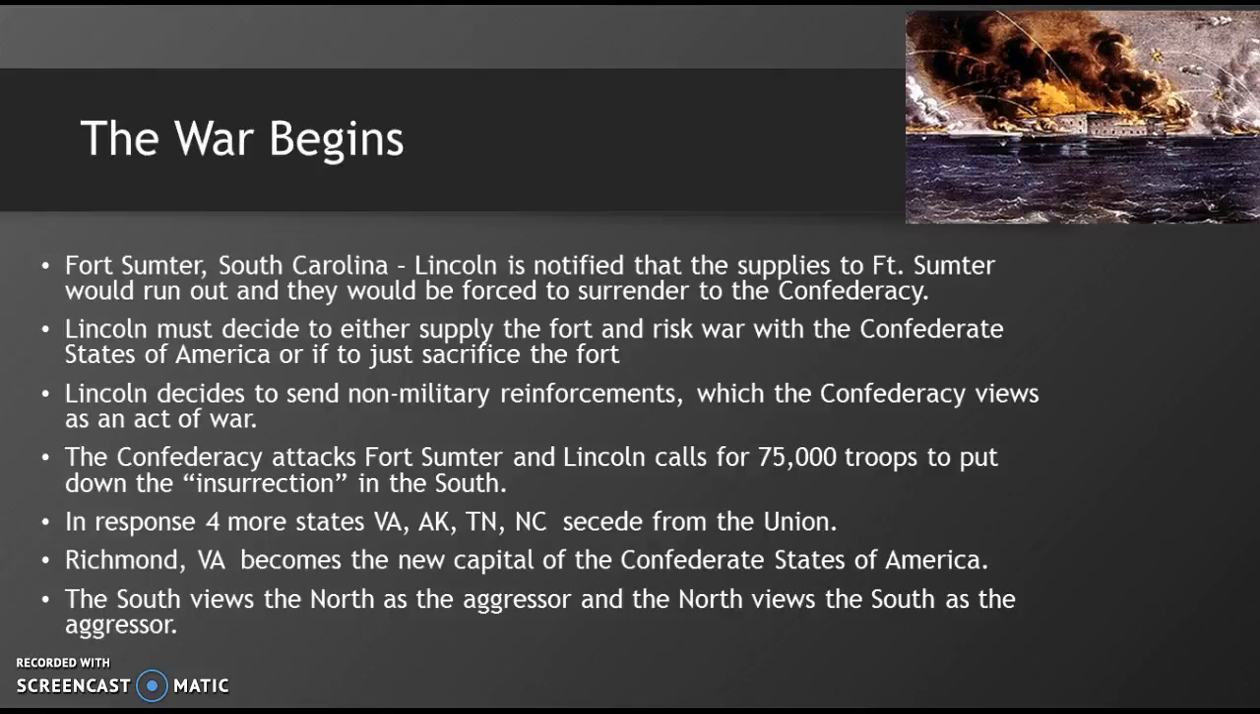And again, there's just a different viewpoint here between the North and the South. The South views the North as the aggressor because they came into South Carolina and tried to supply their military fort. And the North views the South as the aggressor because they're the ones that started firing on Fort Sumter. So it's just, again, a difference of opinion.